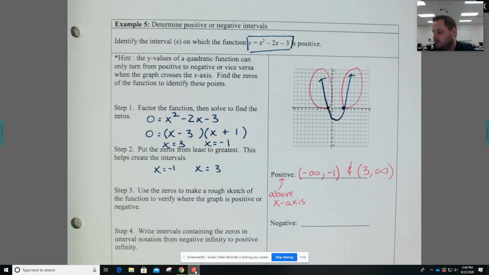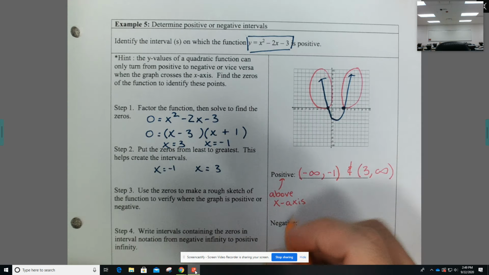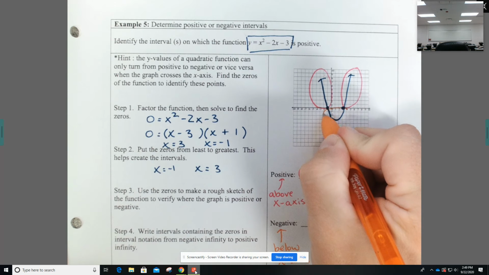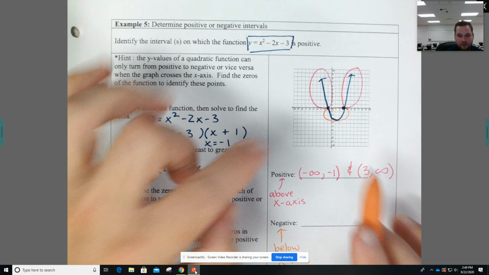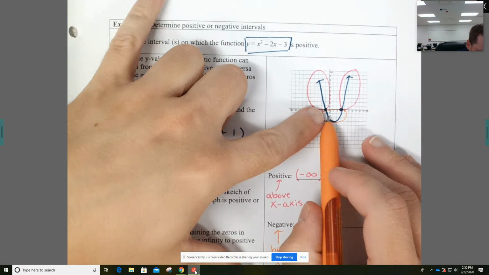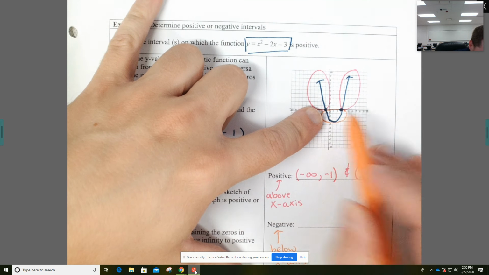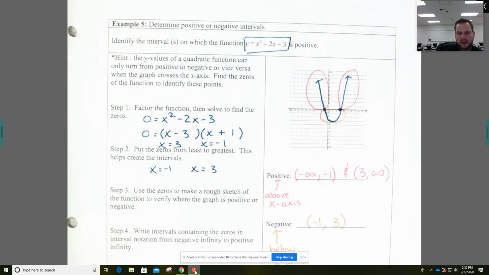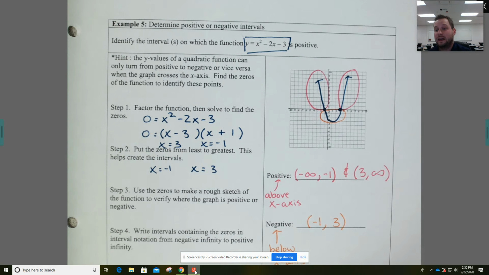Now for the other one, we want the negative. We are negative, or below the x-axis, in this region right here. Okay, so for this section right here, we are below the x-axis. We are negative. So I need to see, okay, what x values does that happen for? We're going from negative 1 to positive 3. And once again, we have parentheses because at those points, at negative 1 and at 3, our y value is actually 0.